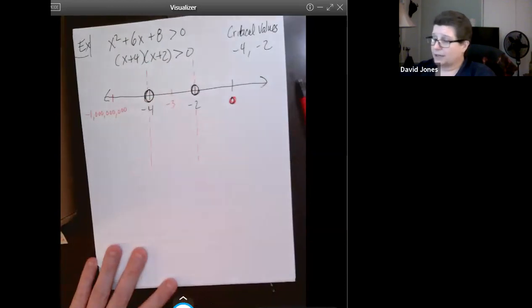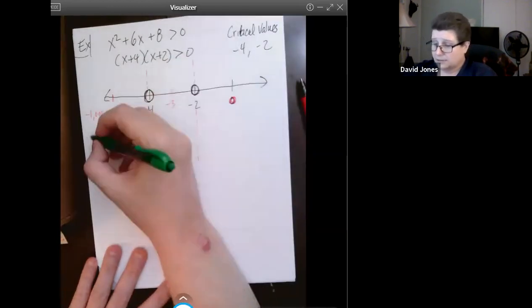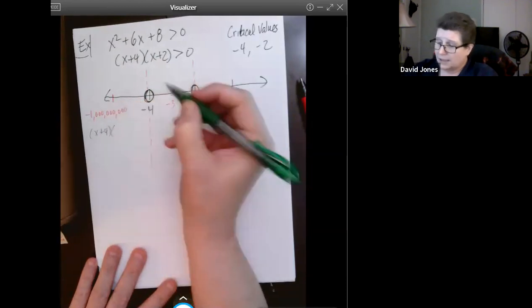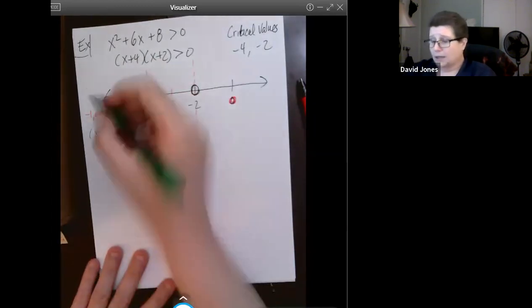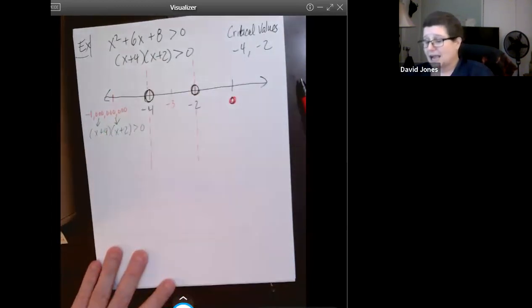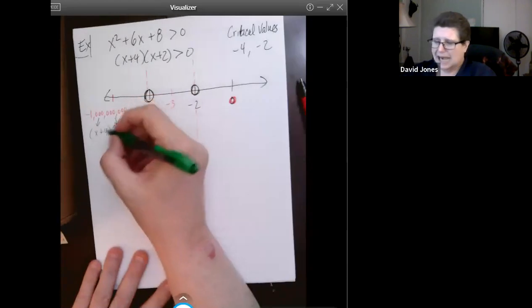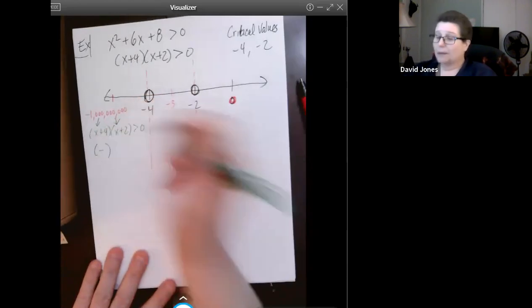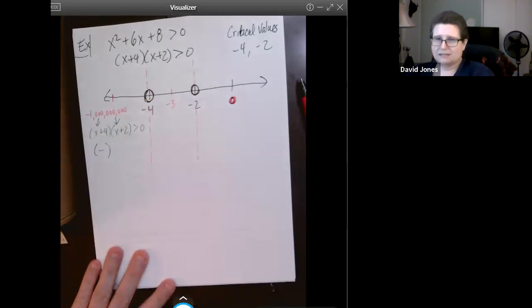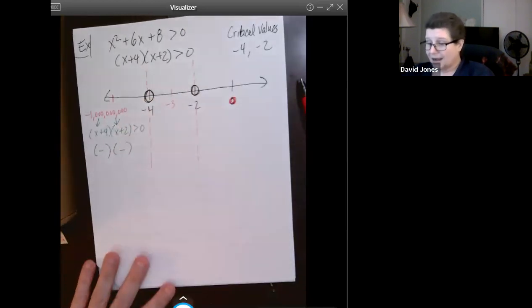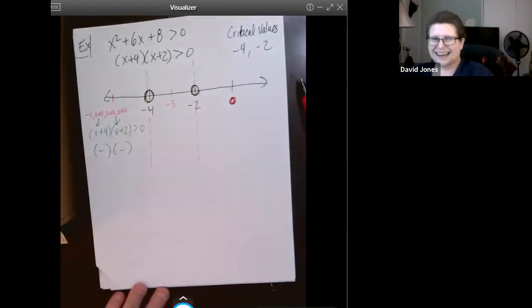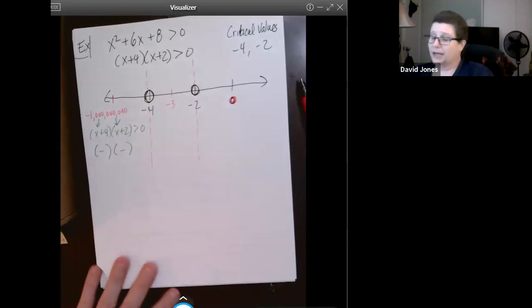So what am I doing? I'm plugging that in. We've got x plus 4, x plus 2, is that greater than 0? And I'm plugging the -billion into each. If I add 4 to a -billion, it doesn't matter what it is, that's a negative number. Adding 4 to the -billion doesn't really change it much. Adding 2 to it doesn't change it much. It's still negative. I could write out a value for it, but I'm not going to do it because it only matters whether it's negative or positive.